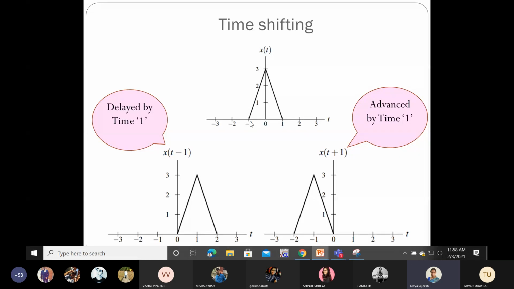Earlier it was at minus 1. When it was delayed, it shifted to the origin, and the one which was at position 1 has now shifted to place 2. Now when it has advanced in time, you can see minus 1 has shifted to minus 2, and the point which was at 1 has now shifted to 0. So these tips are mainly what you have to see, and accordingly you have to make changes.